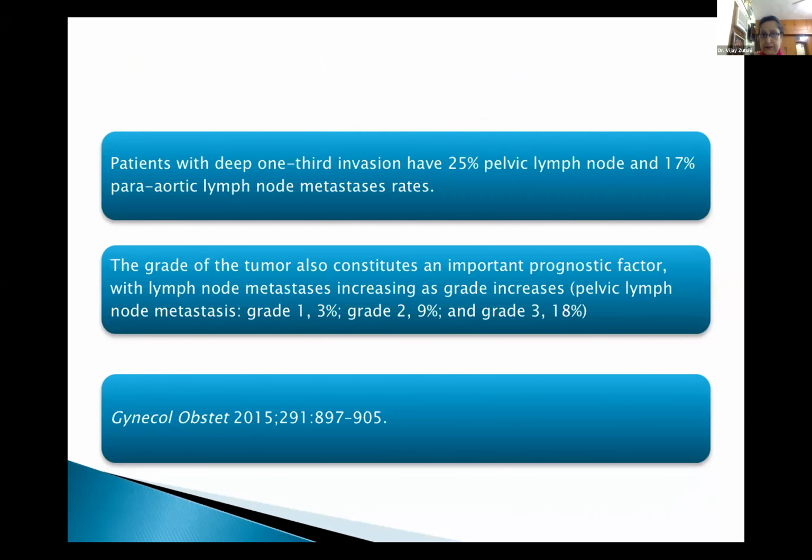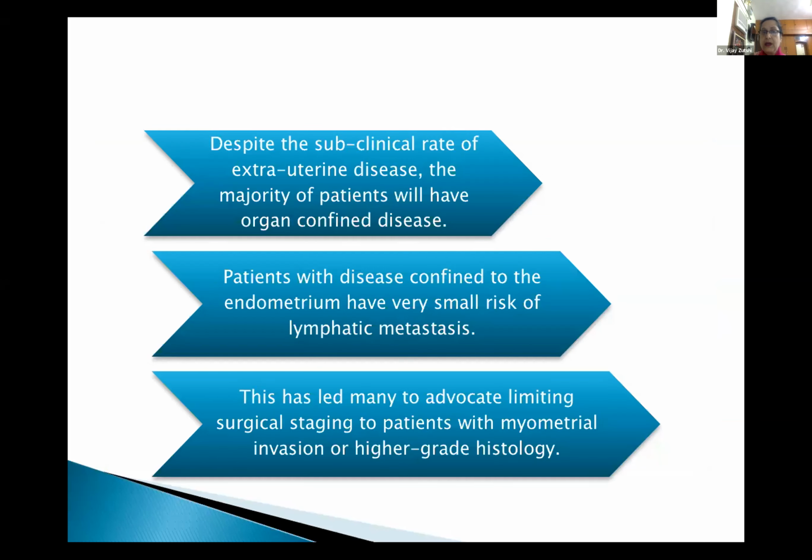I'll come to that. Now, patients with deep one-third invasion will have 25% lymph node involvement, and they will also have para-aortic lymph node involvement, which was reported in 2015. The grade of the tumor also constitutes an important prognostic factor, which all of us know. Despite the subclinical rate of extrauterine disease, the majority of patients will have organ-confined disease, but that doesn't mean that it is low risk.